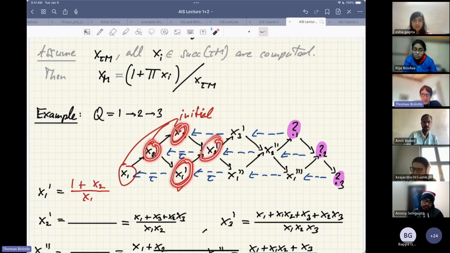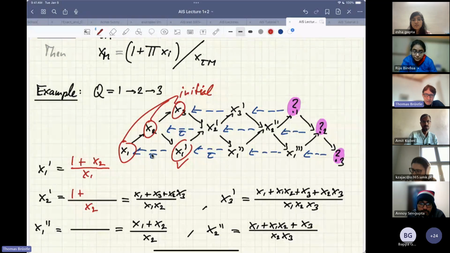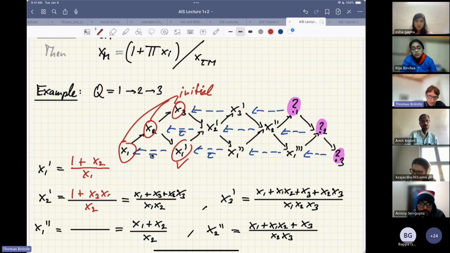What is the formula for x2 prime? The formula for x2 prime is we divide by tau of x2 prime, so we divide by x2. And then we have 1 plus the product of all the predecessors. These are these two, so we have 1 plus the product x3 times x2, no, sorry, x1 prime. That's the formula, right?